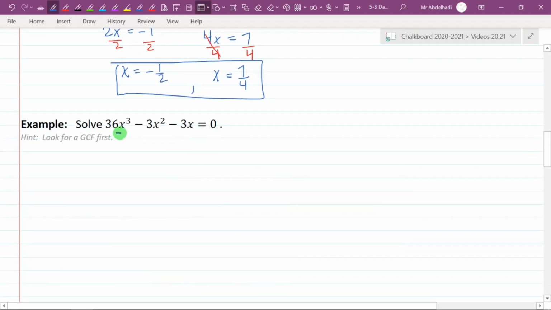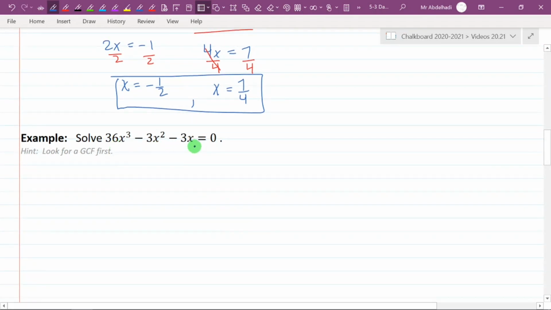Now, in this case, you see a 36 here. Right away you say, okay, I'm not going to use reverse FOIL because there's a number here. But also, like I said in the other lesson, always, always, always check for a greatest common factor before you start. Now, there was no greatest common factor on the last two problems, but there is here. They all have an x in them, and they all have a 3 in them. If you try to do reverse FOIL with this now, it's either going to be incredibly hard or not possible. So pull out your GCF always, always. It makes your life so much easier.